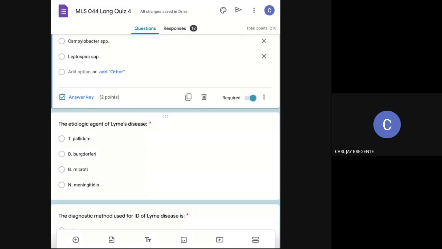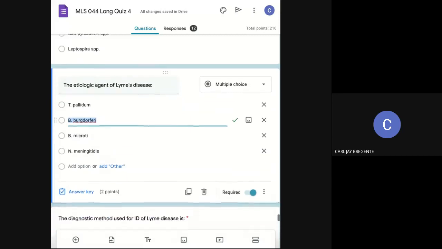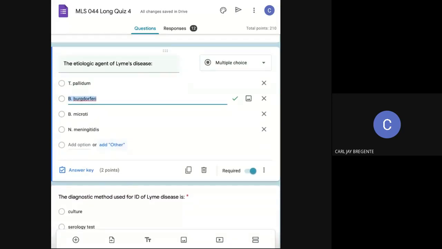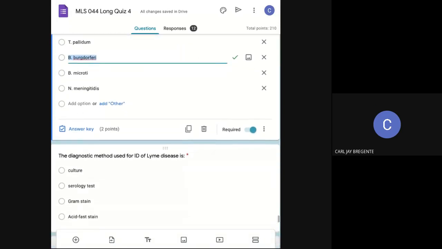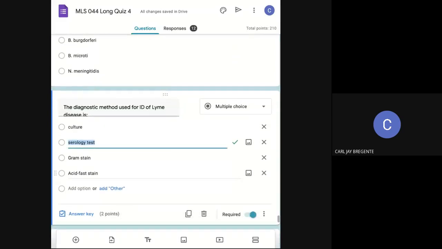Etiologic agent of your Lyme disease, that is your Borrelia burgdorferi. So Borrelia burgdorferi or your Lyme disease is transmitted by ticks, right? Ixodes species. So the diagnostic method for identification of Lyme disease is always serology testing. Culture, although diagnostic for Lyme disease, takes a long time. So serology is the diagnostic test being performed.